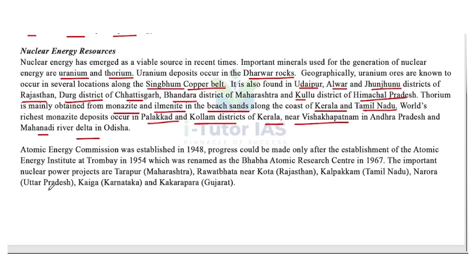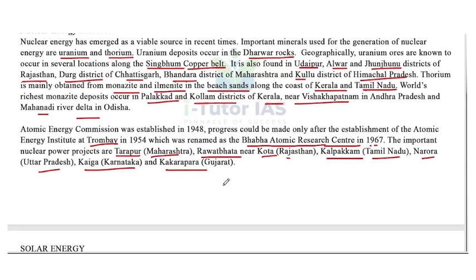The Atomic Energy Commission was established in 1948. Progress could be made only after the establishment of the Atomic Energy Institute at Trombay in 1954, which was renamed as the Bhabha Atomic Research Centre. In 1967, the important nuclear power projects are Tarapur in Maharashtra, Rawatbhata near Kota in Rajasthan, then Kalpakkam in Tamil Nadu, Narora in Uttar Pradesh, Kaiga in Karnataka, and Kakrapar in Gujarat. So these are some of the important nuclear power projects.